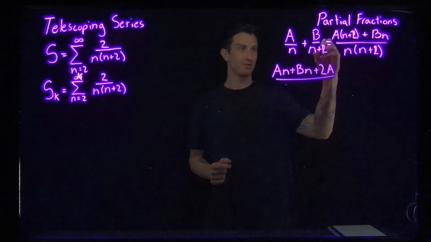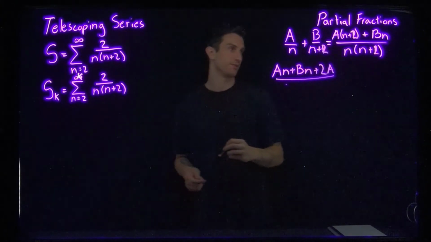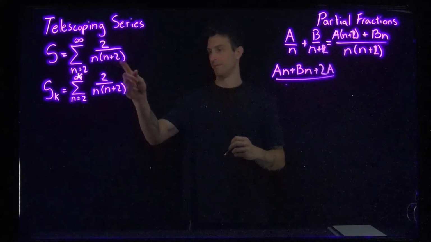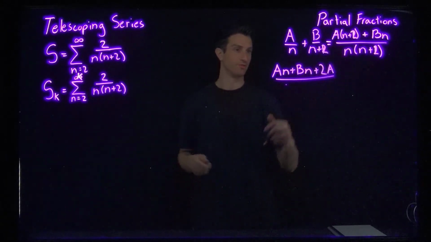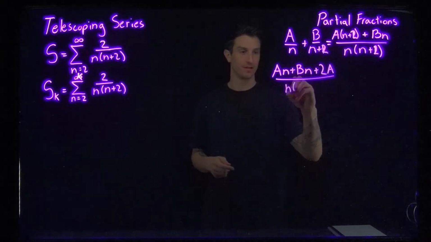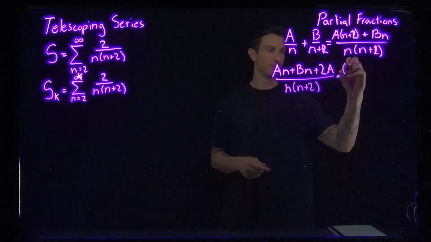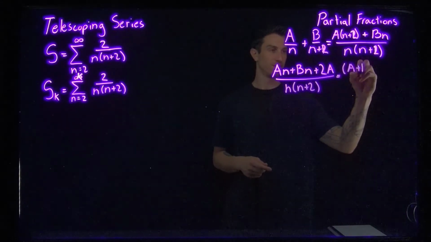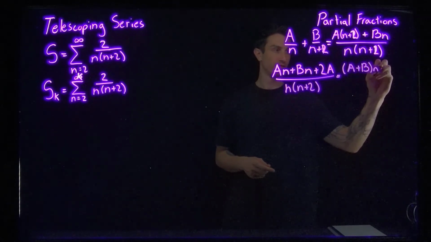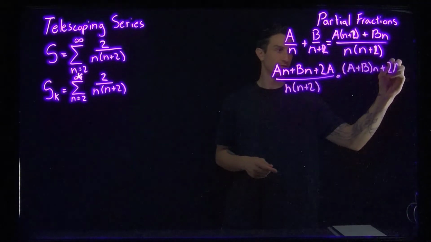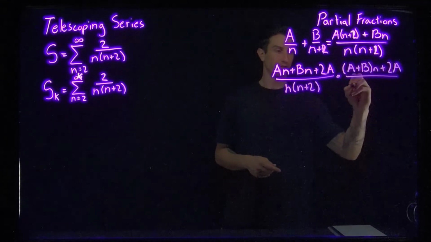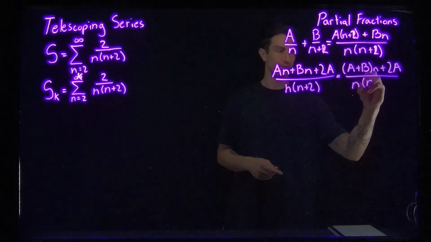Why did I do that? I'm doing that everywhere. N plus 2, guys, sorry. N plus 2, n plus 2. Good. N times n plus 2. And so we'll simplify this, all over n times n plus 2.